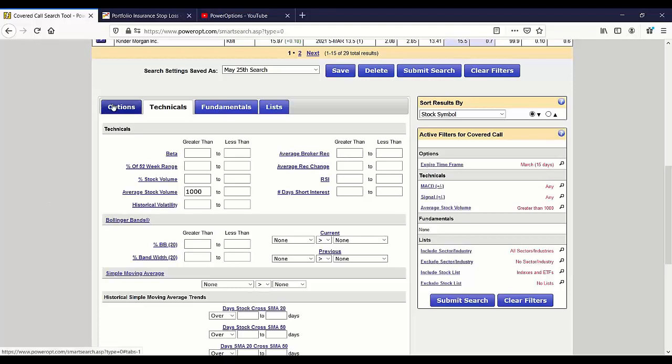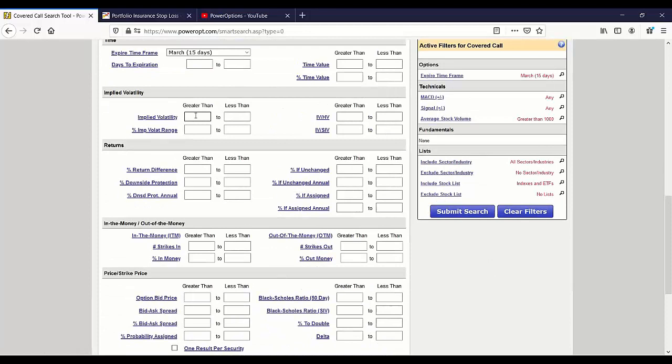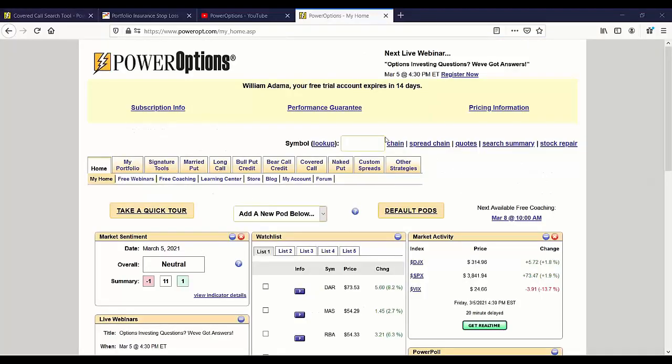But the next thing I want to do is just go into the options criteria, and I want to set in an implied volatility that is above the average volatility. What would we consider a high implied volatility for an ETF option? Now, right now, I'm going to pause for a minute, and we have to answer that question first. What is an average implied volatility right now?